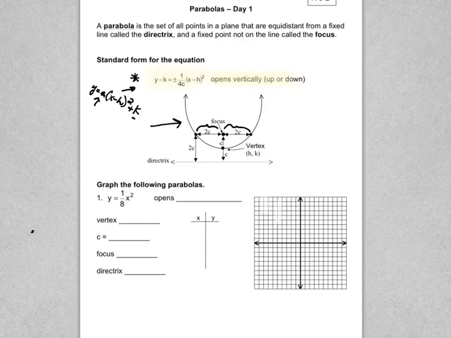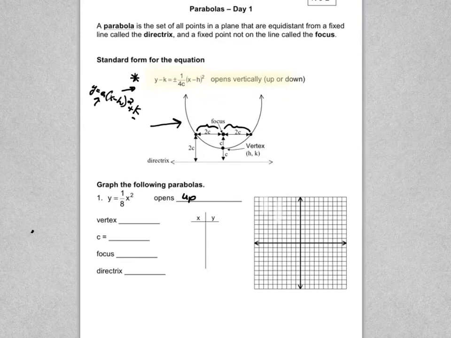So we're going to graph the following parabolas. We're going to get used to graphing using this form. And so we're going to first look at our basic formula, and you're going to look at the 1/8, and the 1/8 is positive. So if this number in front is positive, just like it always was, we're going to say that this parabola opens up. So this one opens up.